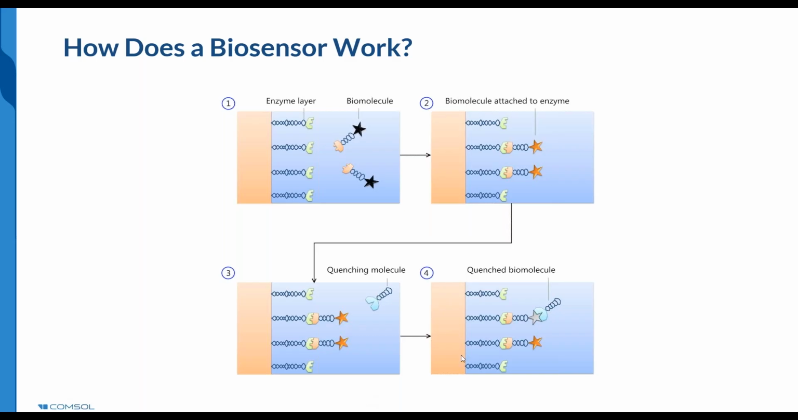Enzymes, in this case, are very good as receptors because they can only attach to our biomolecule of interest or a very specific group of molecules. In our reaction, we're going to have our biomolecule attaching to our enzyme, and then a second reaction where the biomolecule is quenched, and that will be represented as perhaps our signal being weakened, or this quenched biomolecule no longer fluorescing.